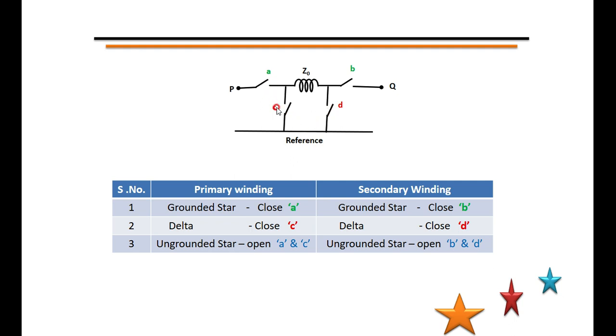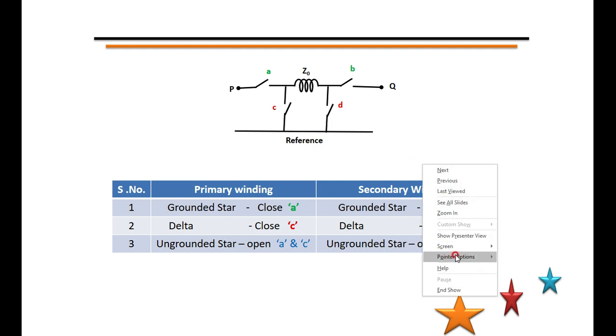Then what do you mean by these switches? Depending upon the instructions, you have to close the switches according to the connection of the primary and secondary. Switches A and C are meant for the primary side, whereas B and D are meant for the secondary side. That we'll see now.